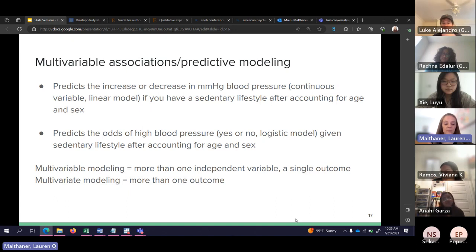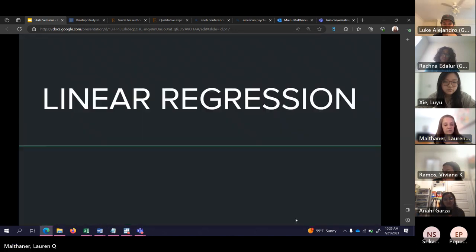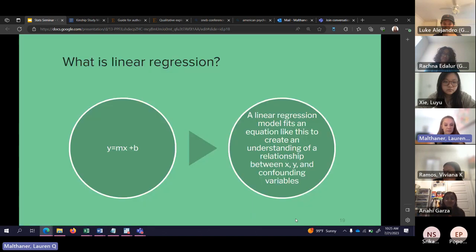So when you read the literature or when you're doing analysis, just keep this in mind. So first we're going to talk about linear regression.